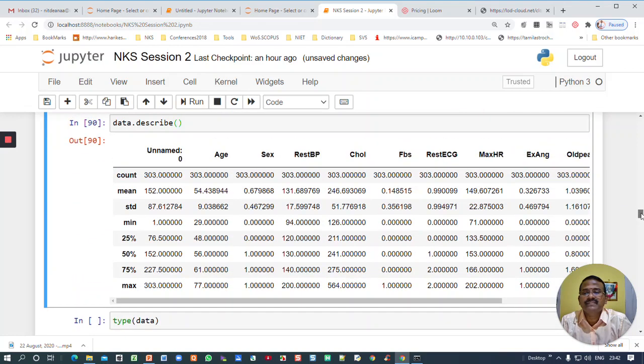Okay, once I execute on a data set, we get messages like this: count, how many entries; mean of each column, each feature. You know very well what mean is, average; standard deviation; minimum. That means the database is divided into 100 percentile levels: 1, 2, 3, 4, 5, like this.